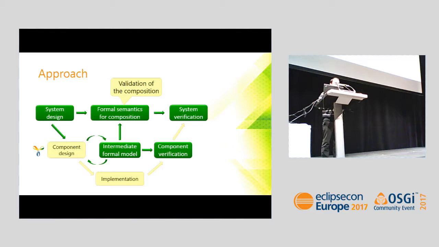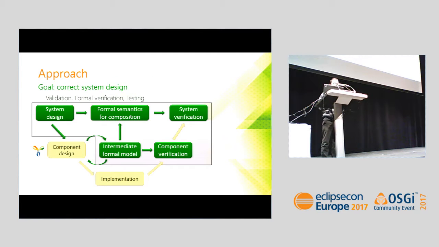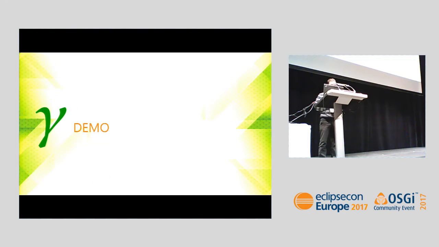We also provide formal semantics for the system level composition, and we are able to transform your system into a formal model, validate the composition of the system, and run system-level verification. So the Gamma framework supports correct system design by providing validation, formal verification, and testing. And now comes a short demo.